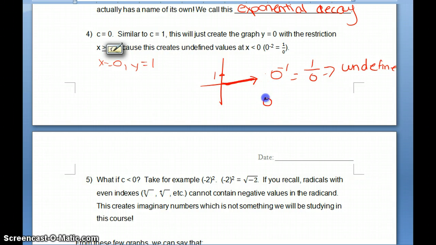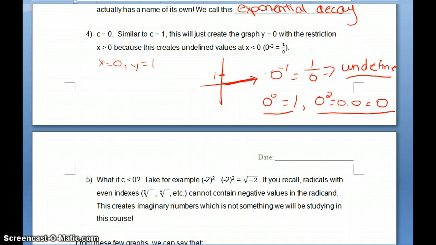With every other case when you have a negative exponent, that's what's going to happen. Then looking at 0 to the power of 0, remember any number with the exponent of 0 will just be 1. Then let's look at 0 squared, that's equal to 0 times 0, and that's just equal to 0. So when your exponent is negative, you'll have undefined. When x is equal to 0, you'll have y is equal to 1. And then every other positive value for x, you'll have y is equal to 0. So it creates that really strange graph. There's a really quick tidbit.